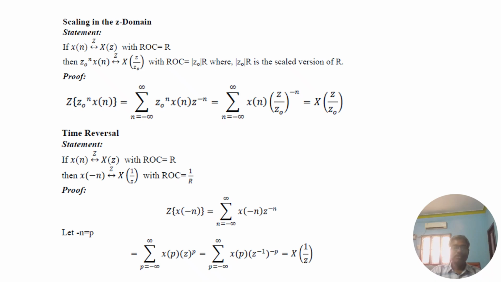Next, the time reversal property: if the Z transform of x of n is x of z, then the Z transform of x of minus n is x of 1 by z. This can be proved from the definition of Z transform just by replacing x of n by x of minus n. Then minus n can be written as p, just by replacing minus n equal to p. Then n can be replaced by minus p. Then finally we will obtain x of 1 by z.